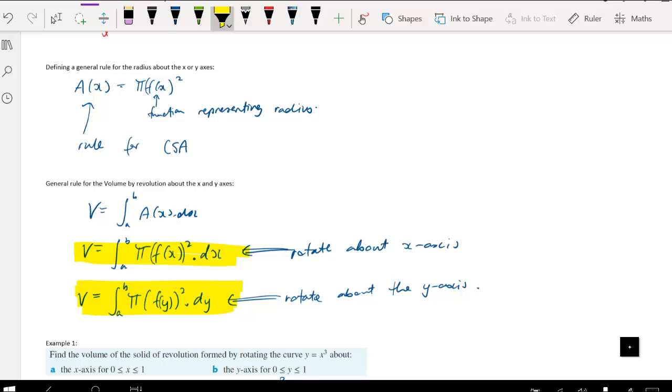Making sure you've got the bounds right. So if we're rotating about the x-axis, we need our bounds to be between 2 points on the x-axis, and if we're rotating about the y-axis, we need our bounds to be between 2 points on the y-axis.